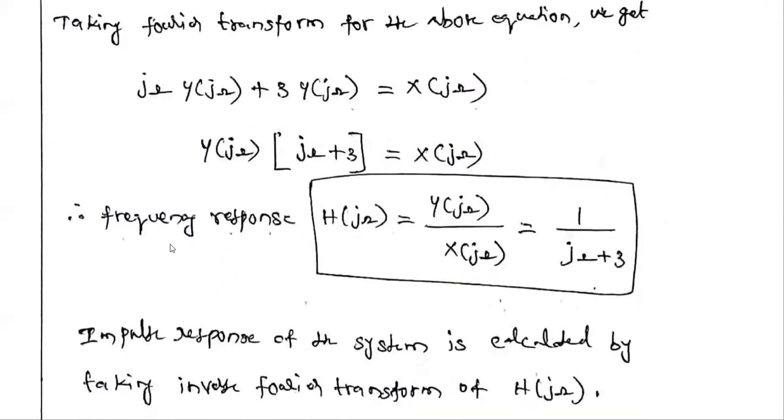Our question is that we have to find the frequency response. So the ratio Y divided by X is equal to 1 by j omega plus 3. It is called H of j omega, the frequency response. So up to this, 4 marks. Simply take the Fourier transform, take Y as common, X as common, and find the ratio Y by X. It is called the frequency response. It's 4 marks.